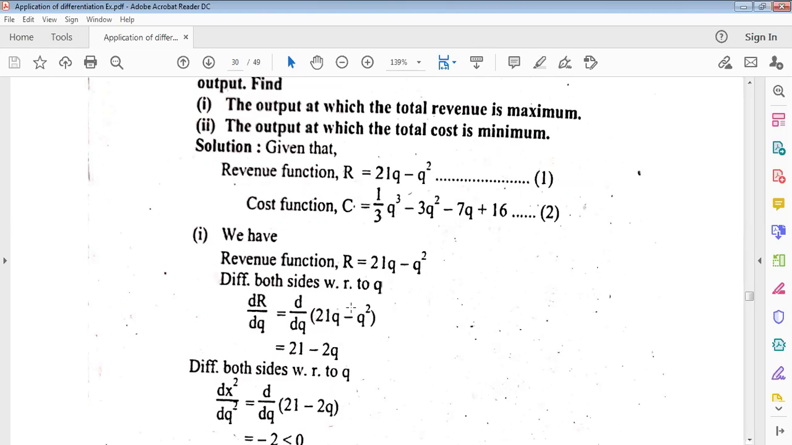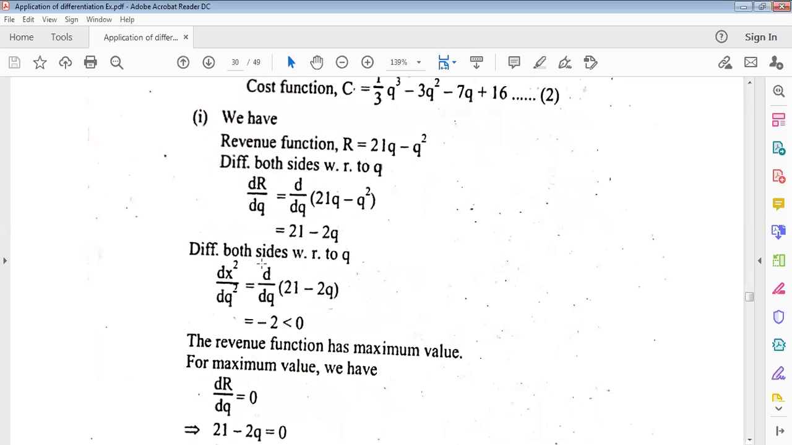Differentiating Q with respect to Q gives 1, and Q square differentiation is 2 into Q to the power 2 minus 1, that means 2Q. Now again differentiating, we get d square R by dQ square. There is a printing mistake here. d square R by dQ square equals d/dQ of this. Differentiating with respect to Q, this Q will be 1 and the constant will be 0, so only minus 2. So the second derivative, d square R by dQ square, equals minus 2.